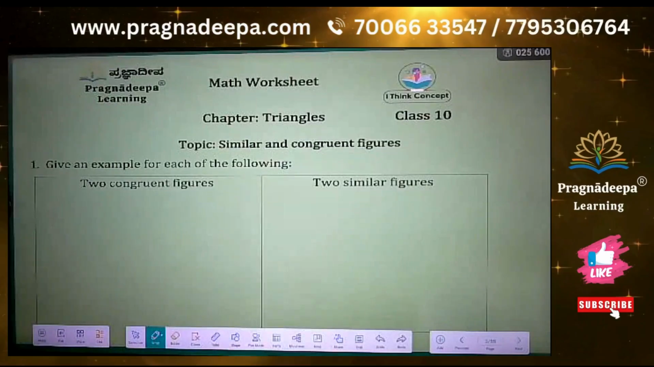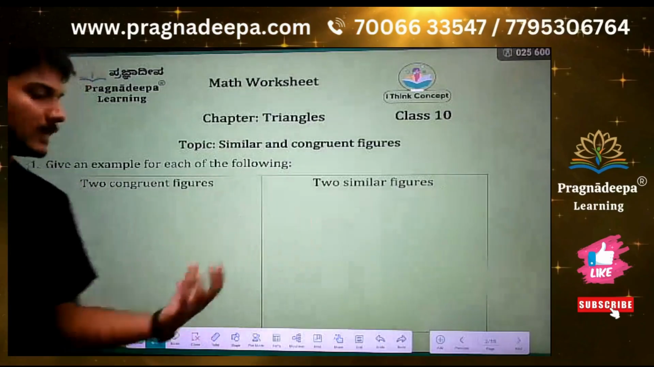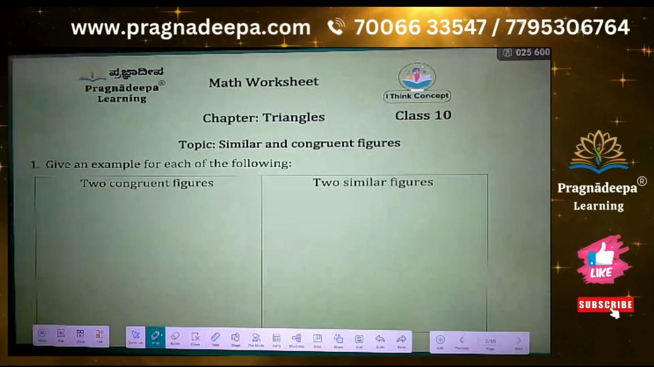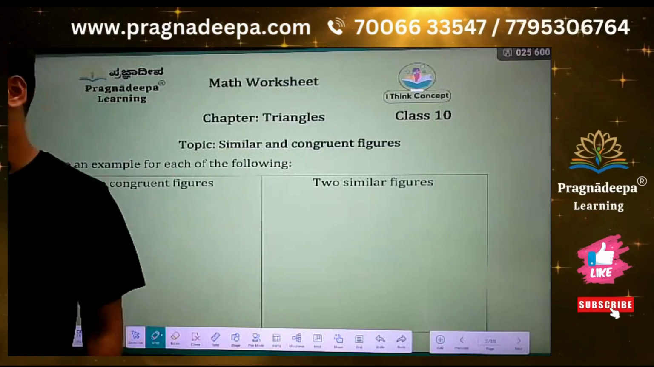Give an example for each of the following: two congruent figures. Okay, so you need to give one example for each of the following. The first one is two congruent figures.